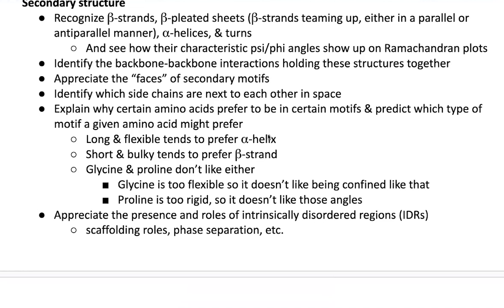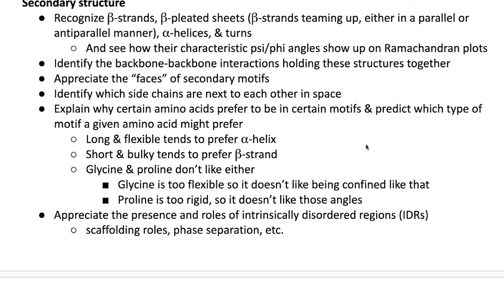Be able to appreciate the faces of secondary motifs. So basically, if you have one of those helices, one side of it might be surface exposed, might be exposed to water, whereas the other side might be more buried in the protein. And so the amino acids that want to be on either side of that helix might be very different.